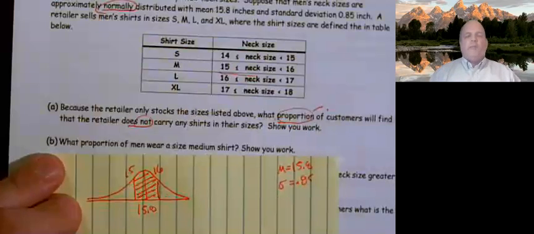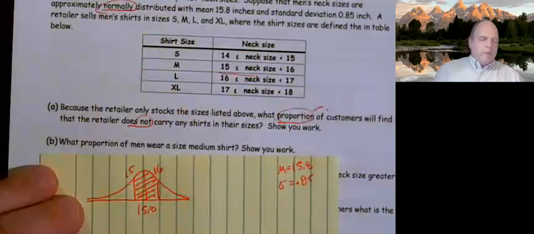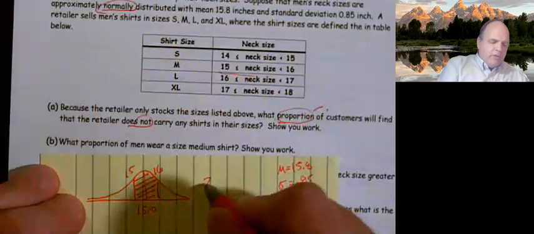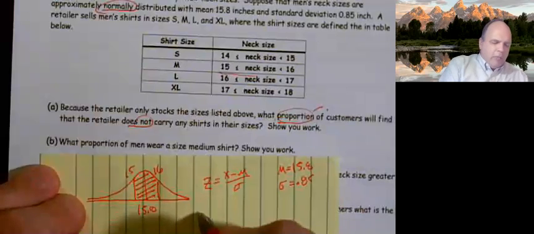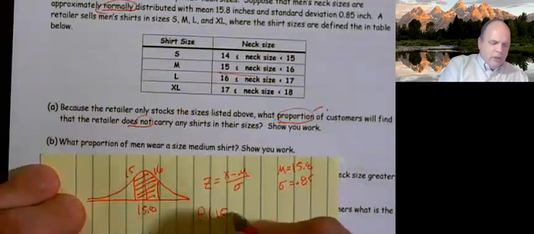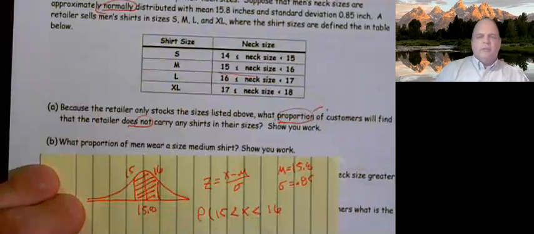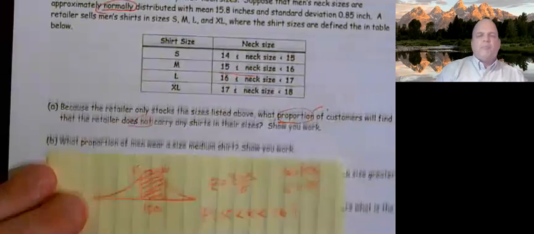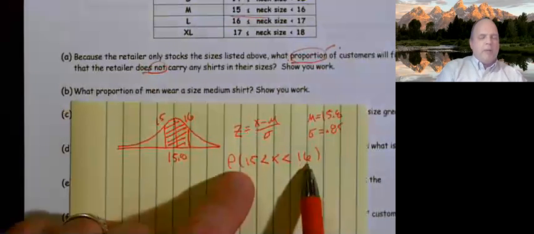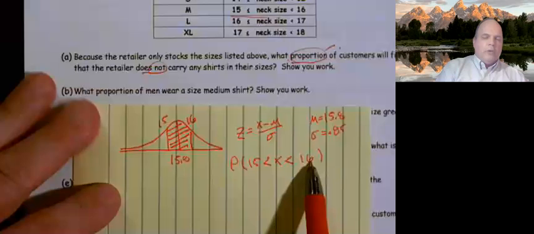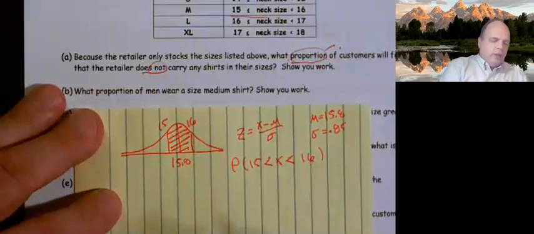In one of my very advanced math classes. So that's the area I'm looking for. And remember, it's always z equals x minus mu over sigma. Technically, it's the probability that 15 is less than x is less than 16, because that's size medium. Notice I have two numbers. If I'm bound by something other than the infinities, I'm going to have to do two z-scores. And we always should start with a larger value, which is 16 in this case.